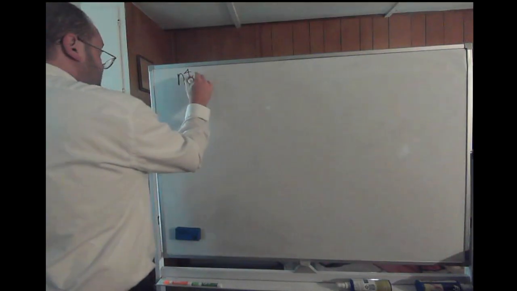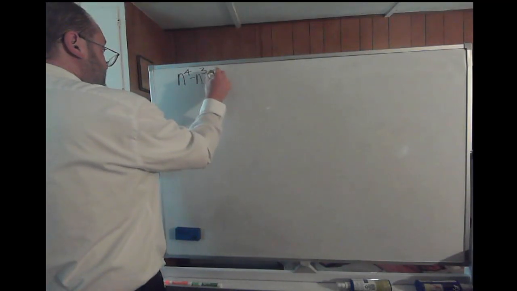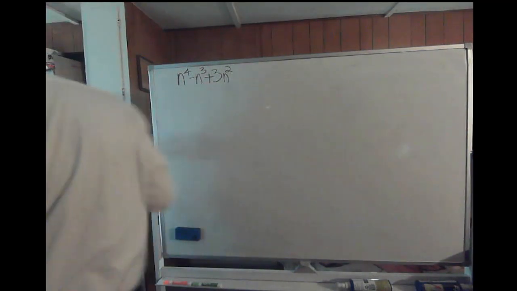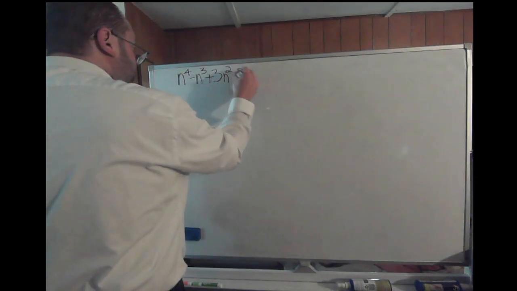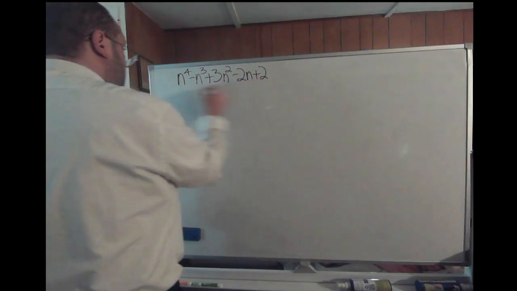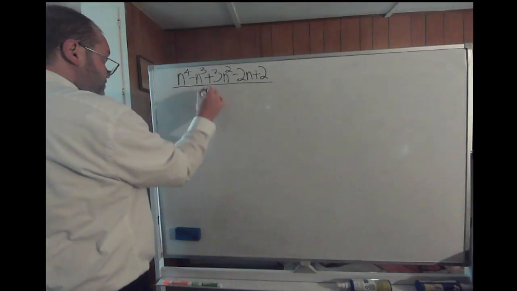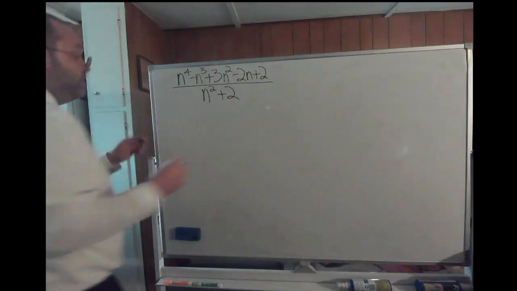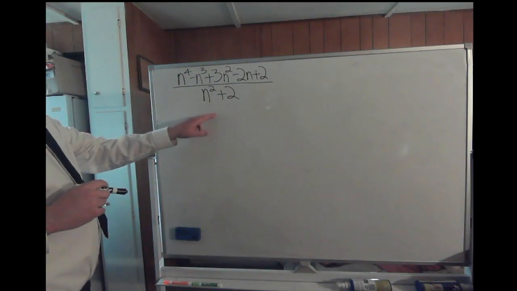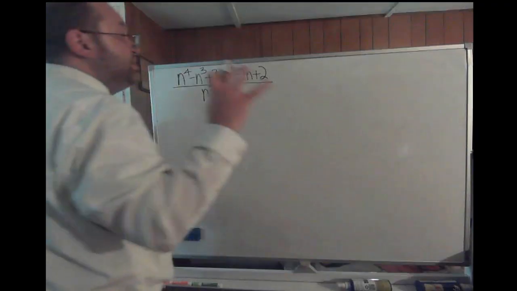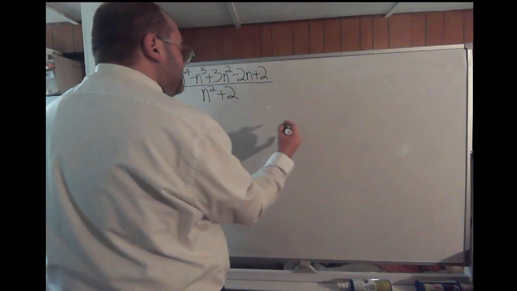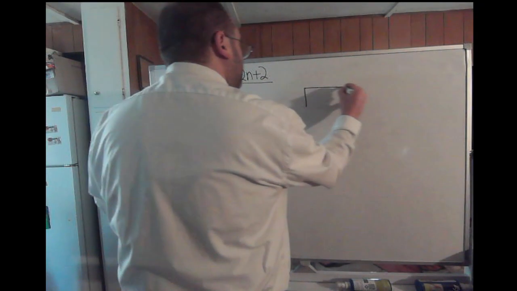Alright, let's see here. We have n to the fourth minus n to the third plus 3n to the second minus 2n plus 2, all that divided by n squared plus 2. Well, all of a sudden we have a quadratic divisor, so this changes things a little bit. The overall process is still going to be the same. So let's set up our long division here.